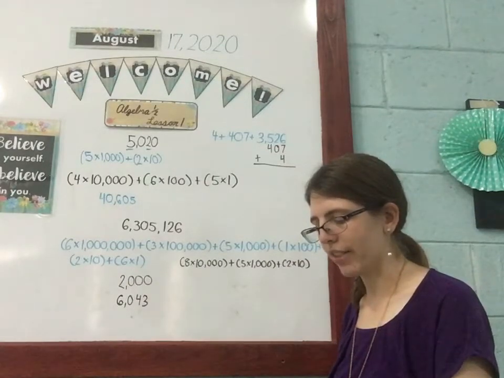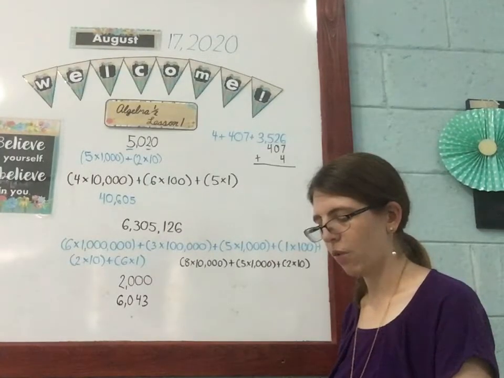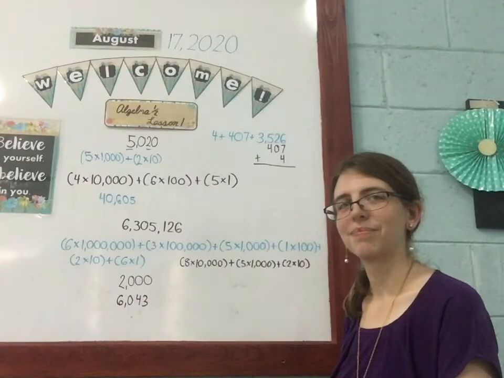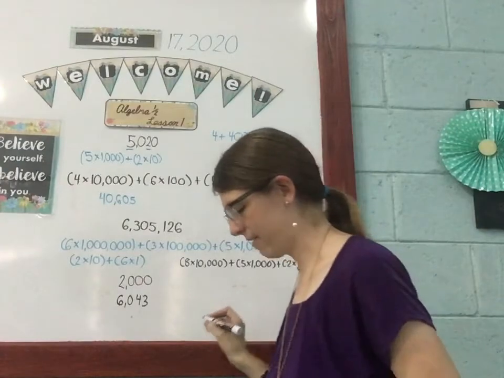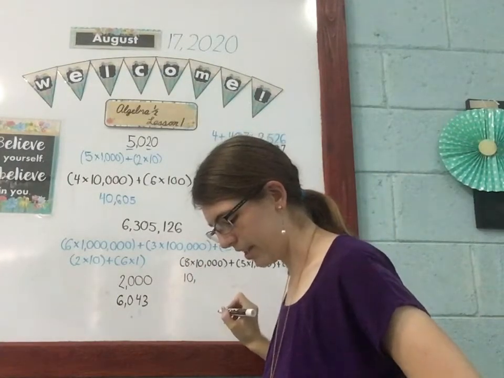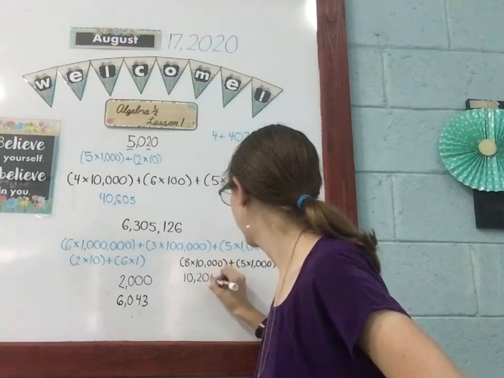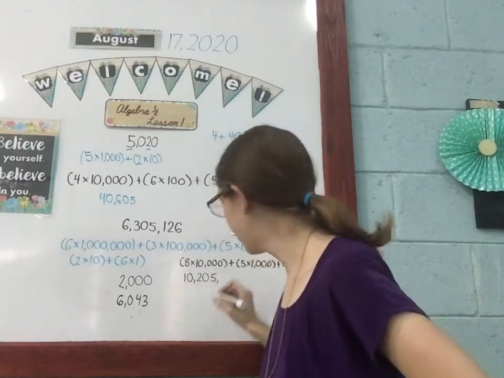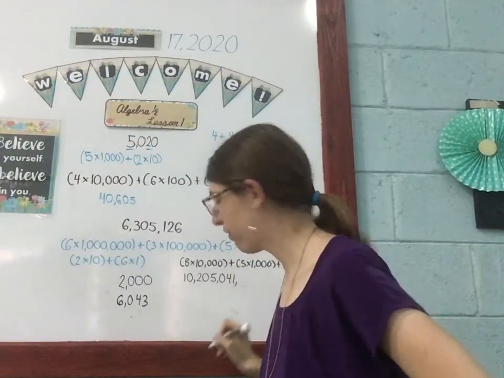All right, letter D. Excuse me. Use digits to write this number. 10,205,041,500. Okay, so you should have written 10,205,041,500.